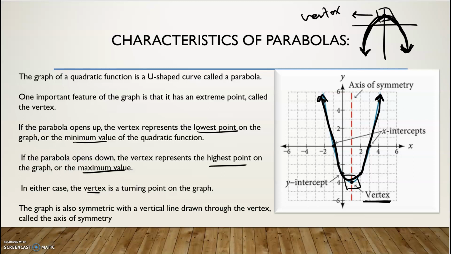Now you can also call the vertex the turning point in the graph. Okay, now let's look at something called the axis of symmetry. If I have a vertical line that goes right through the vertex, that line is going to cut that function in half, and they're going to be mirror images on either side. That line would be called the axis of symmetry.